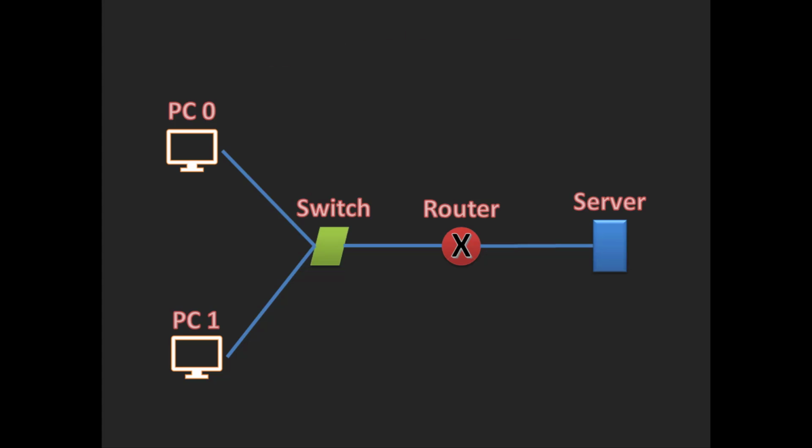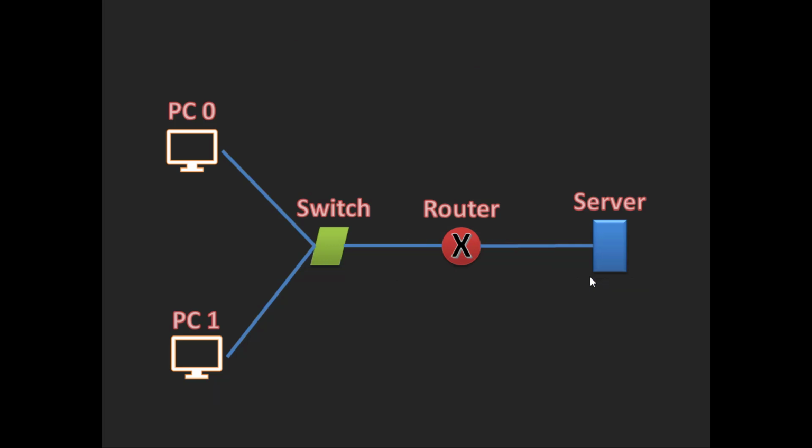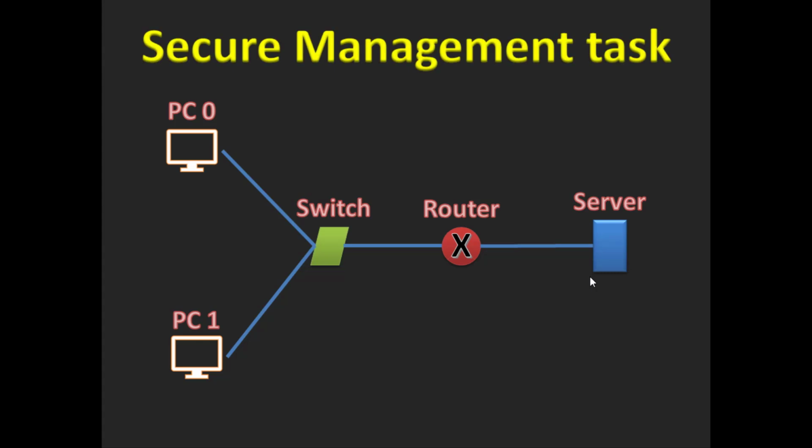So before doing that, let us see the IP addresses which we'll be assigning to the hosts and the router interfaces. PC0 will have the IP address 192.168.1.2, PC1 is 192.168.1.3, and the router has two interfaces, gigabit 0/0 and gigabit 0/1, with their respective IP addresses. Then we have the server with the IP address 192.168.2.2.